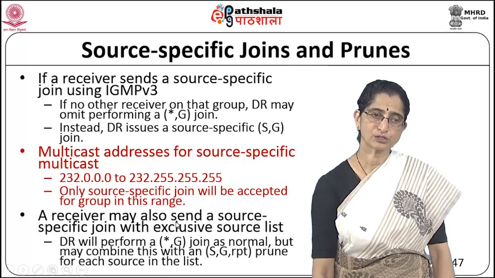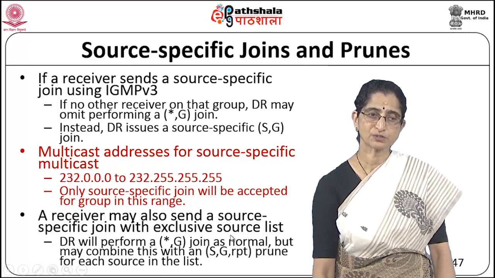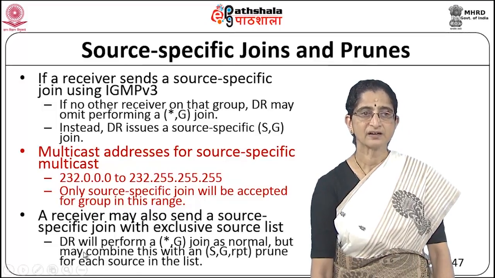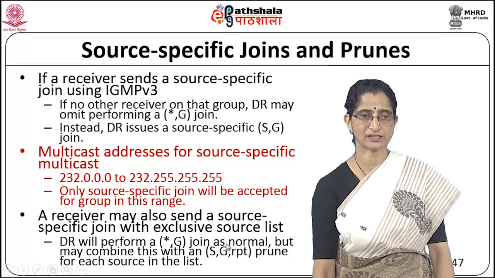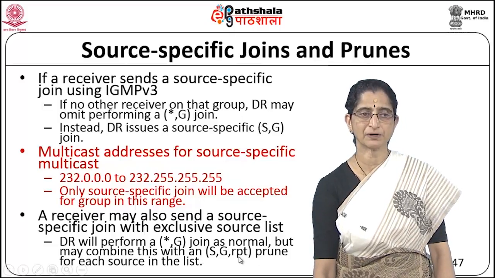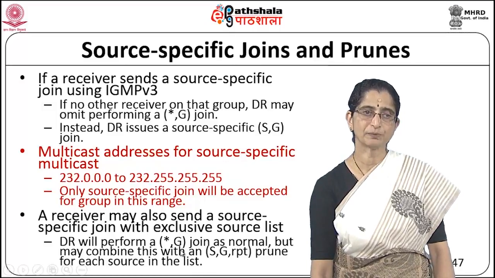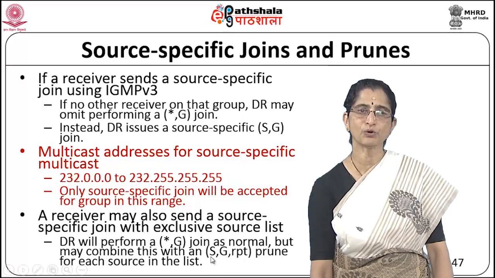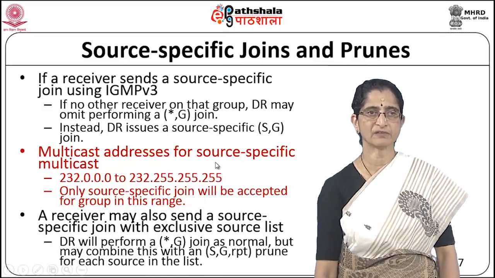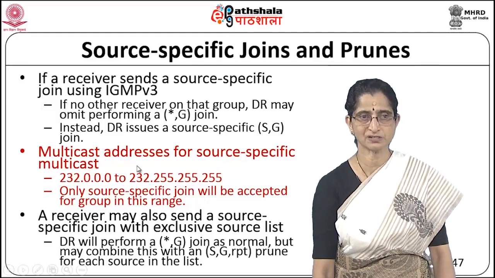A receiver may also send a source specific join with an exclusive source list. Now exclusive source would mean that it is not interested in these particular sources. So in that case, DR will perform a star comma G join as normal, but will also combine this with the S comma G comma RPT prune for each source in the list. That is, it says I want to join this group in general, but not for these sources. So it will prune only these sources out of this particular group. Okay, so these are certain options that are available in IGMP v3. So with all these put together, PIM becomes a very efficient protocol.